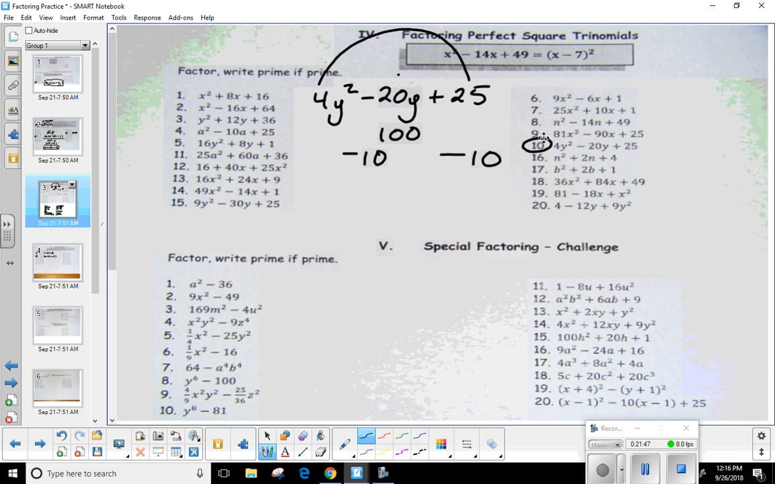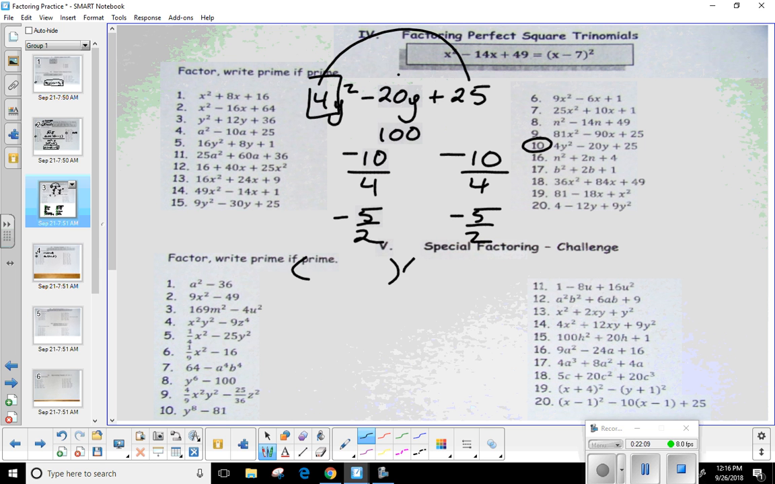What do I divide by? Because that's what the D stands for. 4. I always divide by the leading coefficient. So I'm going to say 4. Okay. And then the R? Reduce. So what is negative 10 fourths? Negative 5 halves.